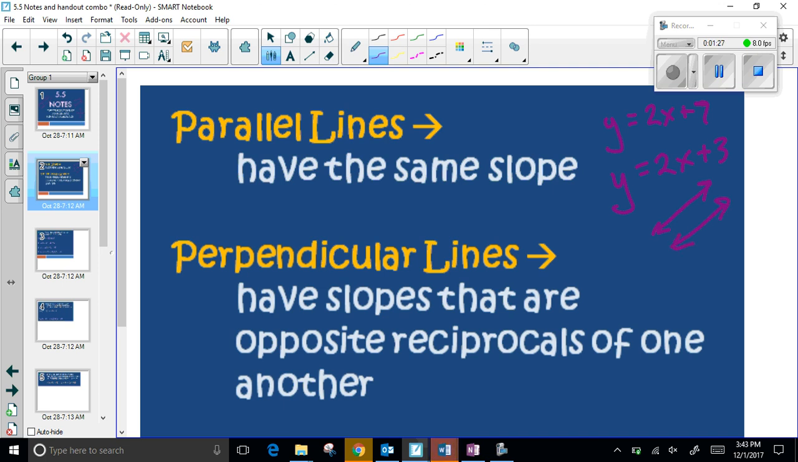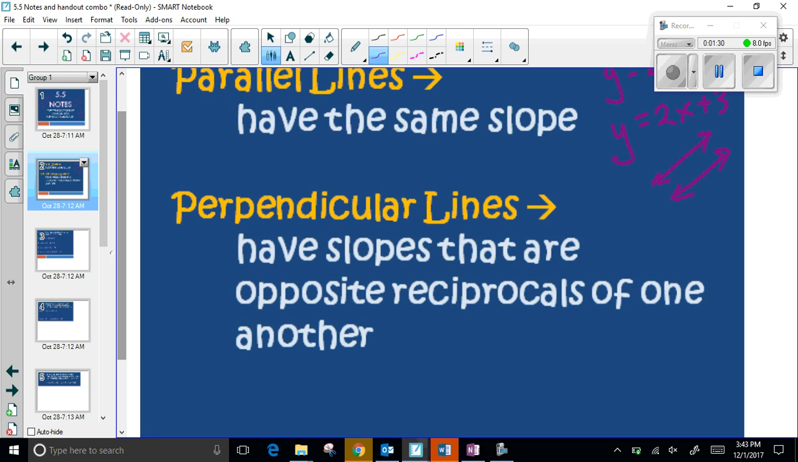Now, if you have perpendicular lines, the big thing is having that opposite reciprocal slope. So let's start with a slope of, say, 2. If your slope is 2, then the opposite reciprocal of that would be negative 1 over 2. That's the reciprocal. The opposite would mean it would change from a positive 2 to a negative. Okay, so these two slopes right here would be perpendicular.